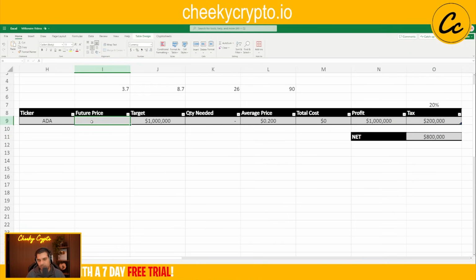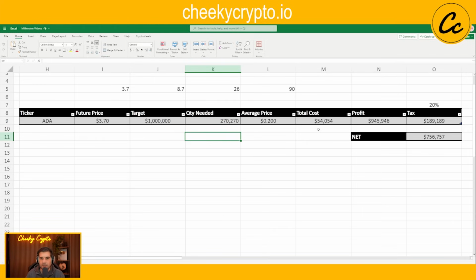So let's start off with saying we have a real low price target of $3.70. For $3.70, if we want to drive $1 million, we need 270,000 ADA. It's actually not that bad, but at an average price of 20 cents, that is going to be a $54,000 investment. That $54,000 investment will drive out $945,946 in profit, and your tax bill would be $189,189. And of course, that's going to drive your net profit to $756,757. But that's going to be on the real low end of town. What if we saw an $8.70 price for ADA?